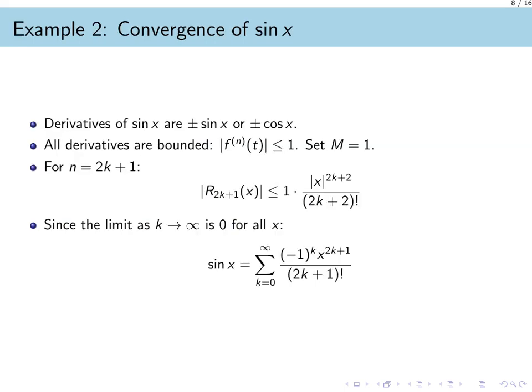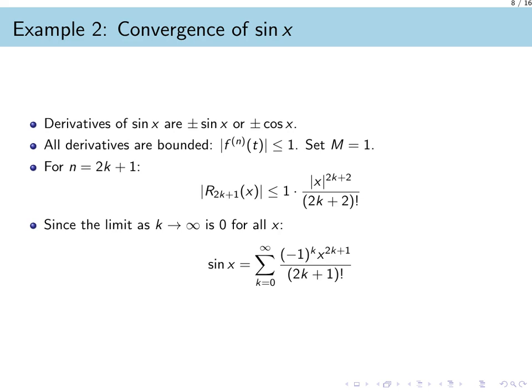Let us now use the remainder estimation theorem to prove a very important result, that the Maclaurin series for sine of x actually converges to the function sine of x for all real numbers. The first step is to find an upper bound, m, for the derivatives of our function. The derivatives of sine of x cycle through cosine of x, negative sine of x, and so on. The key insight is that the absolute value of any of these derivatives is never greater than 1. Therefore, we can choose m equals 1 for our estimations.